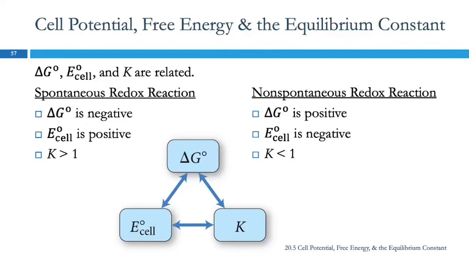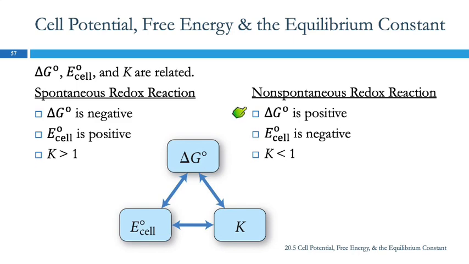So we've been looking at cell potential, standard cell potential. In previous chapters, we studied standard free energy change and the equilibrium constant. These three quantities are related to each other. So for a spontaneous redox reaction, the free energy change will be negative. The standard cell potential will be positive, and the equilibrium constant will be greater than 1.